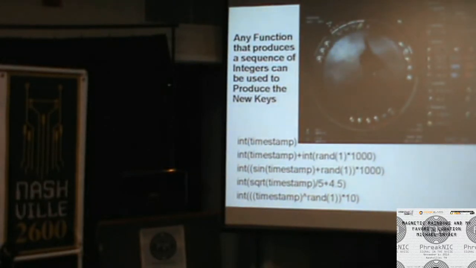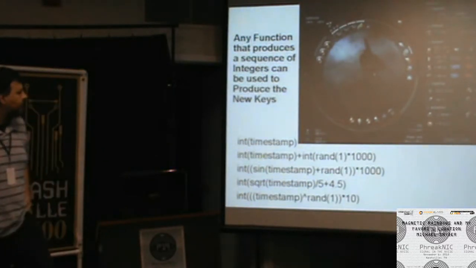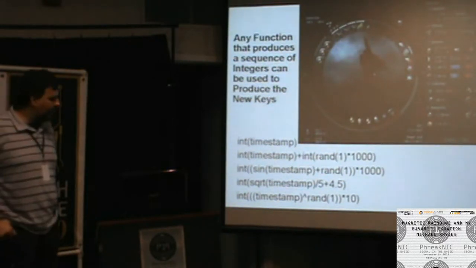But there are other choices. For example, let's take the timestamp in seconds and take the square root of it, which will produce another number, divide it by 5, add 4.5 to it, and then take the integer value of that. Now, can we do that? Yes. Could the eavesdropper figure out how you're generating that XOR key? Maybe they could, but that's no big deal, because there's another way of doing it. Maybe I'll take the timestamp and raise it to a random number between 0 and 1. Now, that will also produce a random number.